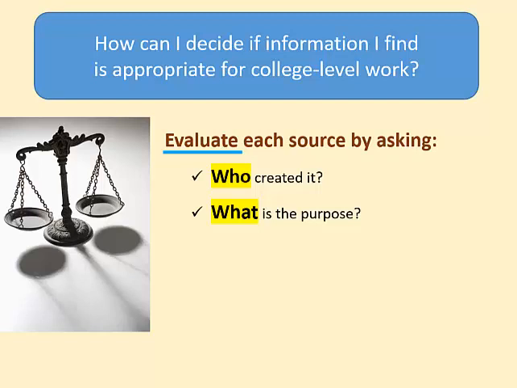What? What is the purpose of the information? Normally, you'll want information which is unbiased, whose purpose is to educate and objectively inform, rather than to sell or persuade people to believe one way or another. And 3, when? When was the information created? We always want information that's appropriately current for the topic we're researching.